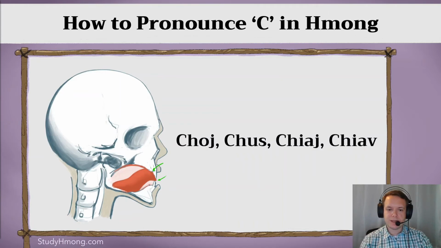Okay, so let's try to do that for a second. Before we had the Cs, COJ was daw, but here we're going to blow out a puff of air and it's going to be taw. Before we had CUS, do, but here we're going to blow out a puff of air and it's going to be tu. Again, CIAJ without the H is dia, but with the H is tia. And finally, CIAV without the H is dia, but with the H is going to be tia. Okay, so different sound, but again, if you're putting your tongue in the same place, blowing out that puff of air, it will be the correct sound. It should come out just like I did there, okay?